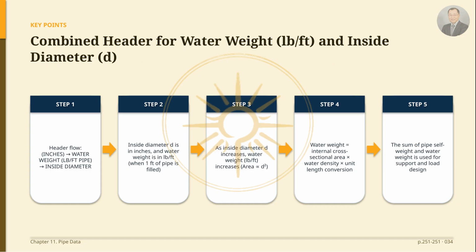Since the internal cross-sectional area is proportional to the square of the inside diameter, the water weight increases rapidly as the inside diameter, D, increases. Water weight is a converted value obtained by multiplying the internal cross-sectional area by the density of water and the unit length. In practice, the weight of the pipe itself is added to this water weight when designing pipe supports and loads.